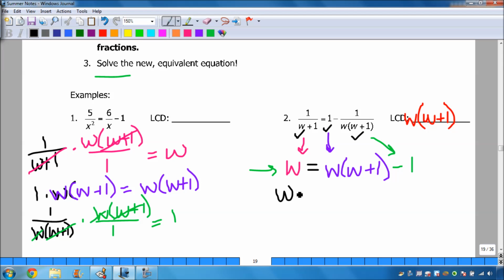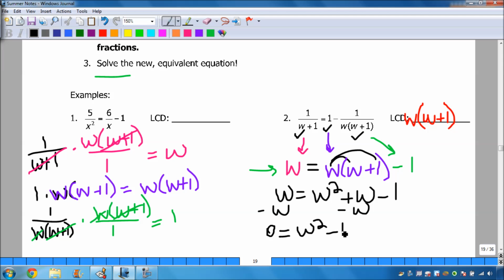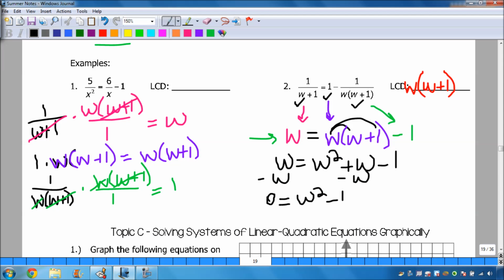So I get w equals, I'm going to distribute this w first, w squared plus w minus 1. Subtract the w from both sides, and I end up getting 0 equals w squared minus 1, right? Now all I have to do is factor it, so I get 0 equals w plus 1 times w minus 1, which means my answers are -1 and +1. But don't forget that we have to go through and check it in our calculators.